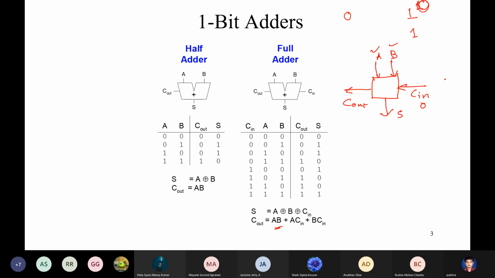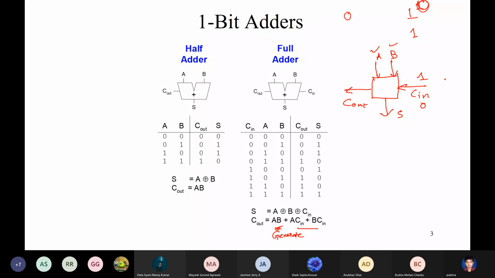So that means when this holds, A and B is 1. This is irrespective of the input, it generates a carry. Even irrespective of the carry in, it generates a carry out. So this part would be called a carry out generator. It generates a carry even if the carry in is 0.